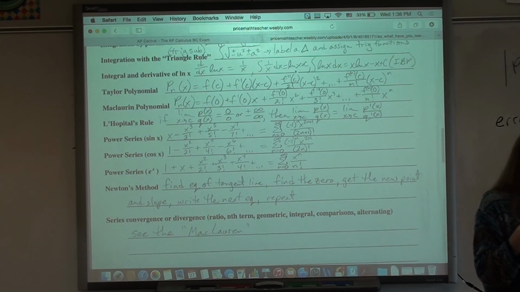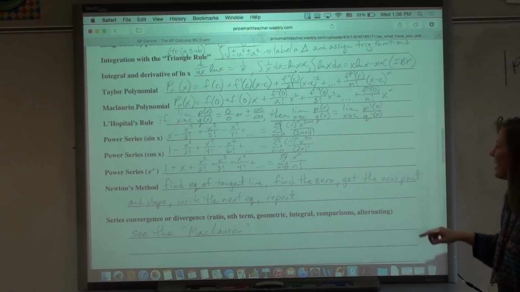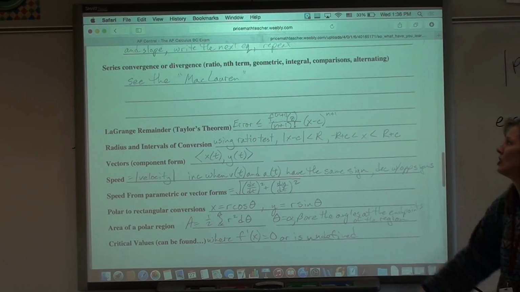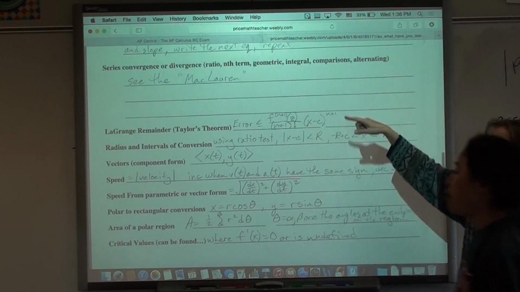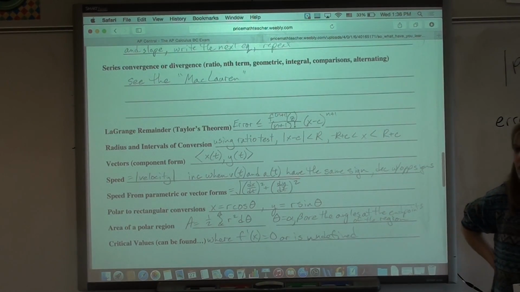Okay? Yes? Is there a possibility of repeating these? Make a little note. Yes. Okay. If you need to know all of your series convergence and divergence, look at the Maclaurin. There's no way I was writing all those in those little blanks.